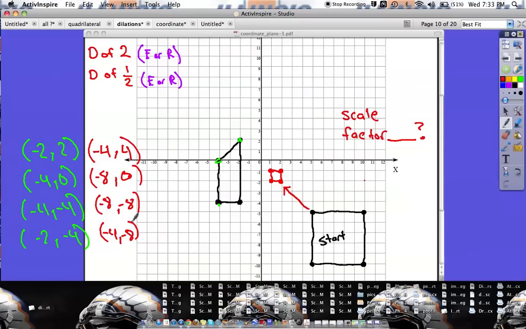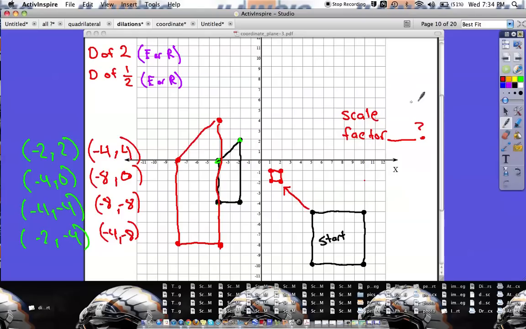Here are our new points, so this should create a shape that's twice as big. So negative 4, positive 4. Negative 8, 0. Negative 8, negative 8. And negative 4, negative 8. Here's our trapezoid, twice as big.